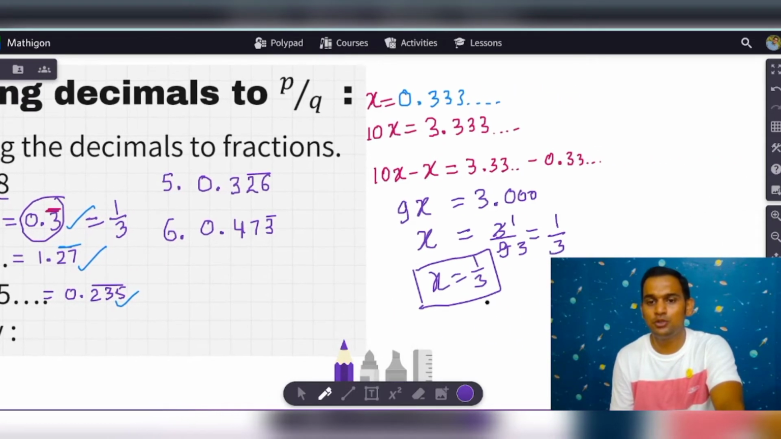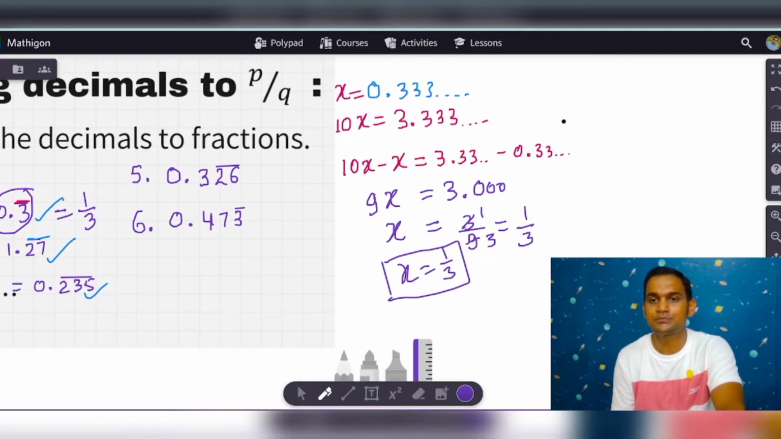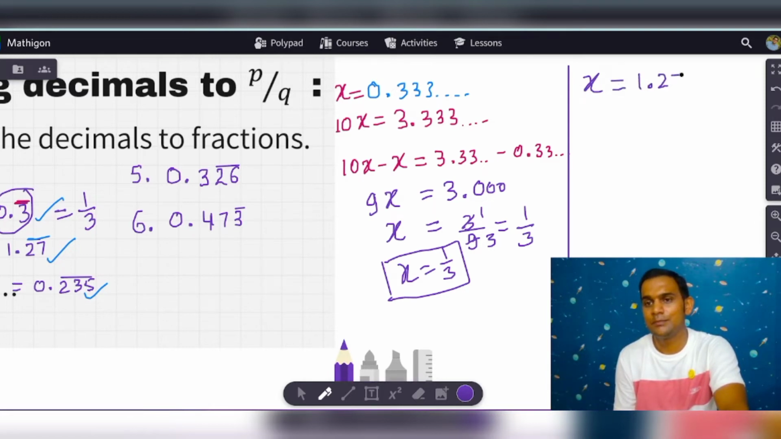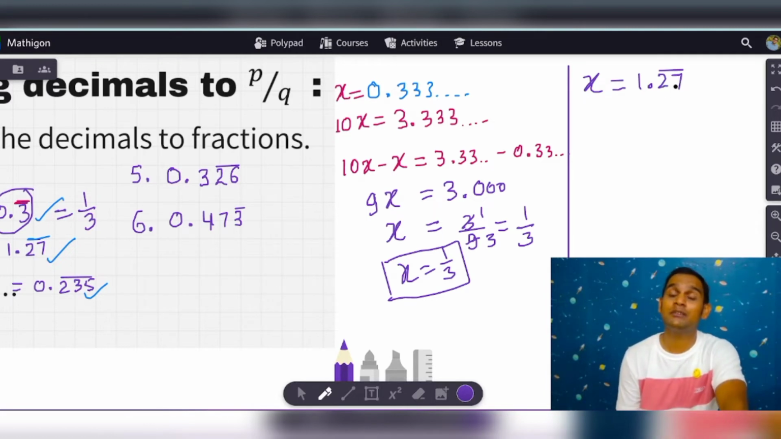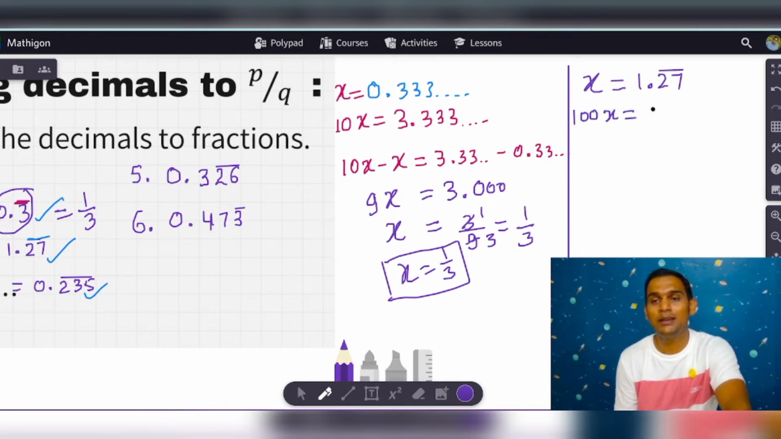Now we have 1.27 bar. Let's put our line here so that we do not get confused. Now we are taking x equals 1.27 bar. Now what did I tell? How many decimal places are repeating again? 27. So that means I have to multiply by 100x, right? So if I multiply 100 to it, what do I get? 127.272727. This 27 is repeating again and again, right?